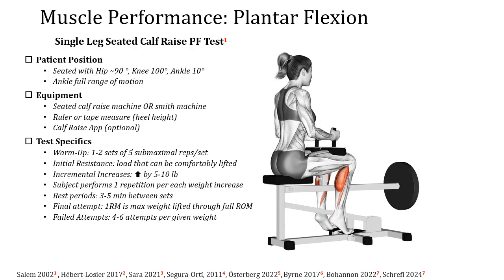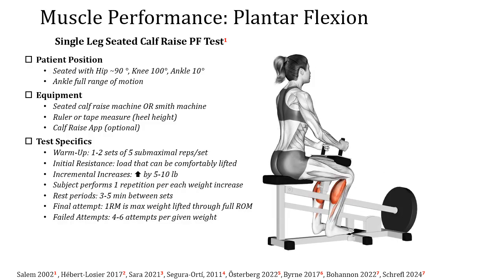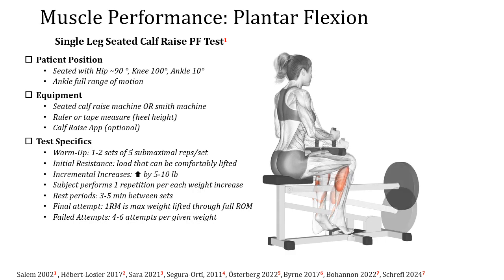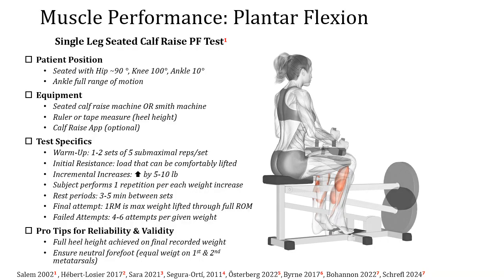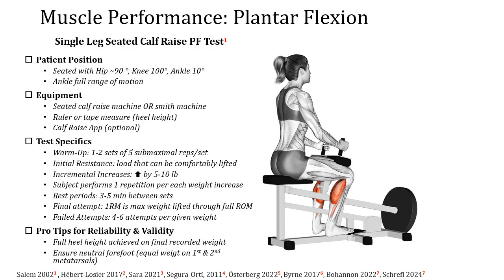The testing protocol would be a warm-up of 1 to 2 sets of 5 submaximal reps. For the initial resistance, the load would be a comfortable amount to be lifted, incrementally increasing by about 5 to 10 pounds. The subject performs 1 repetition for each weight increase, with rest periods of 3 to 5 minutes as per the best practice of strength and conditioning principles as described by the NSCA. The final attempt will be the 1RM max weight lifted for full range of motion. You get a failed attempt within 4 to 6 attempts. And then the pro tips for reliability and validity: full heel height achieved on the final repetition or recorded weight, and ensure neutral foot position, equally pressing through the first and the second toe.